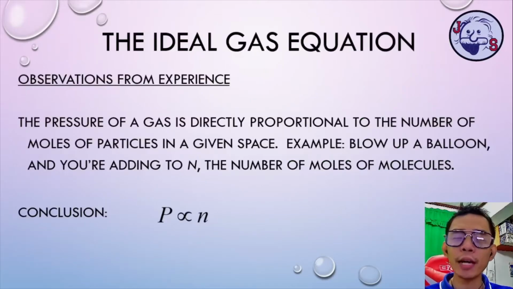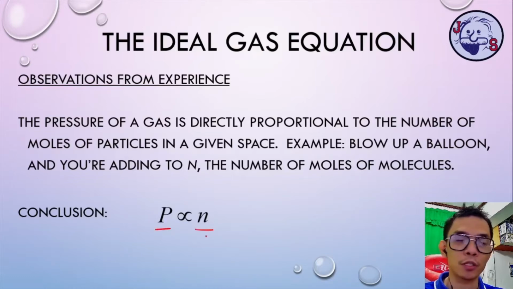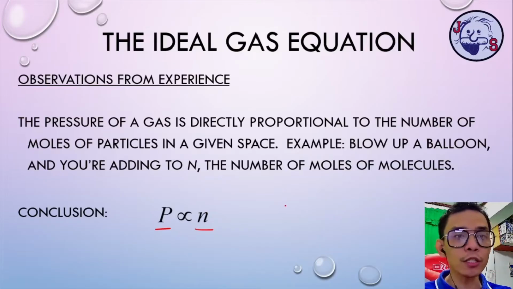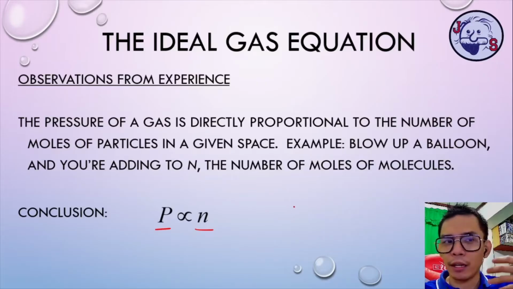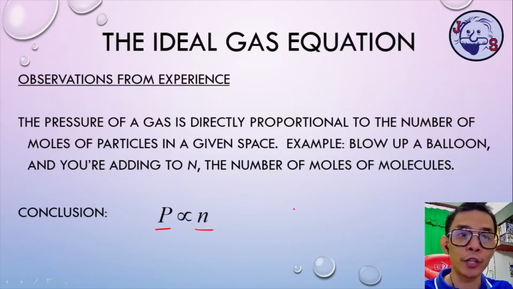In the ideal gas equation that I showed you a while ago, there are some relationships that we encountered. The first one is the relationship between pressure and the number of moles. What is the relationship between the two? That is directly proportional. Does it make sense? Yes, because when you try to inflate a balloon, you blow air inside the balloon several times in order to inflate it.